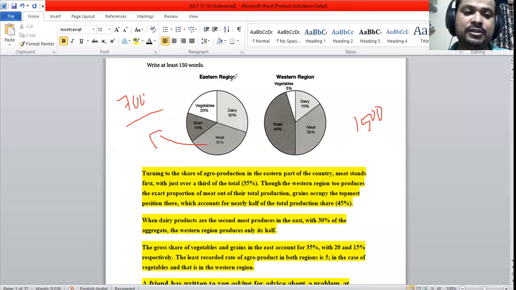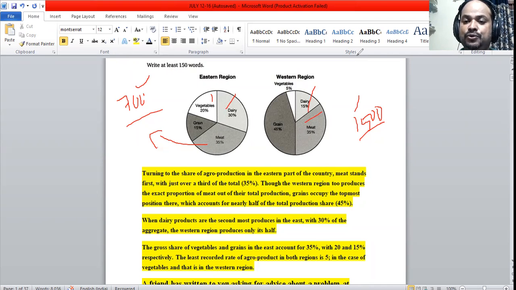If this is the amount, from this the share goes. If this is the total, from this the share goes. So I have to add this particular thing as something very relevant here. Though the western region too produces the exact proportion of meat out of their total production, grains occupy the topmost position there, which accounts for nearly half of the total production share.